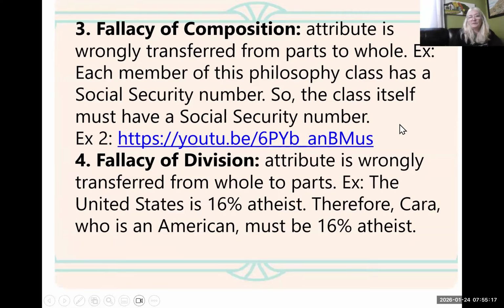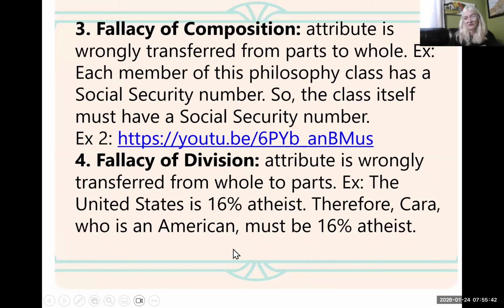So in fallacy of composition, the attribute is wrongly transferred from parts to whole. For example, each member of this philosophy class has a social security number. Therefore, the philosophy class itself must have a social security number. Here I have something, if you want to watch, that's a YouTube video with a similar fallacy of composition.